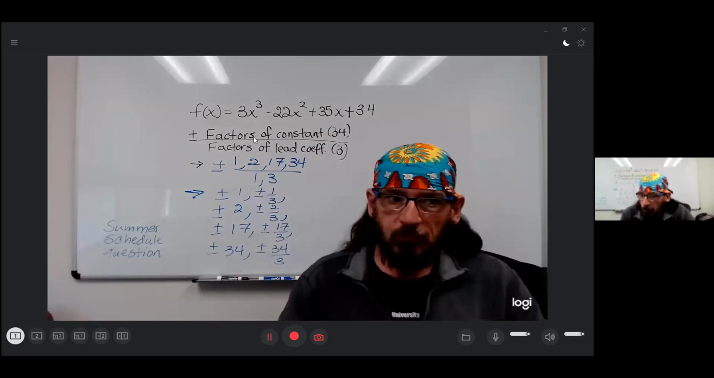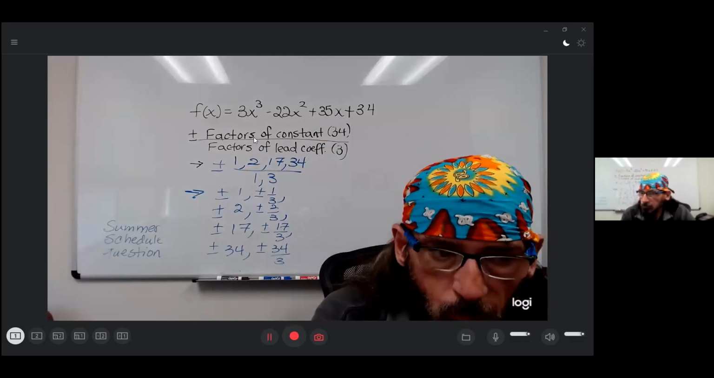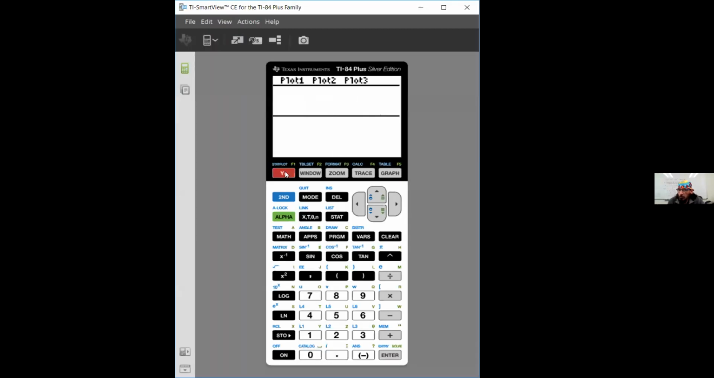So I'm going to graph. Let's see here. We've got y equals 3x cubed and then minus 22x squared followed by plus 35x and the x got erased, so plus 34.